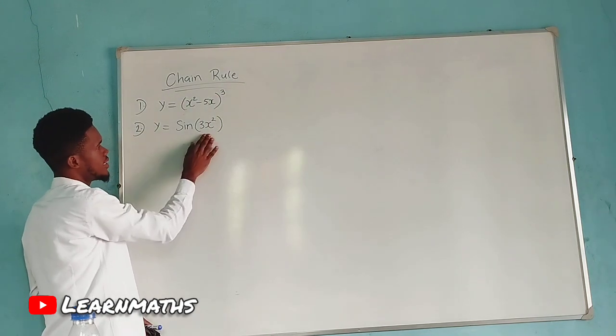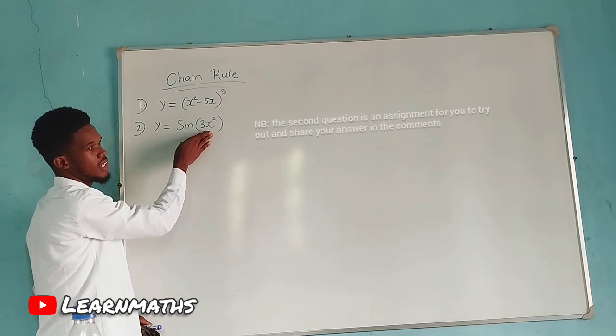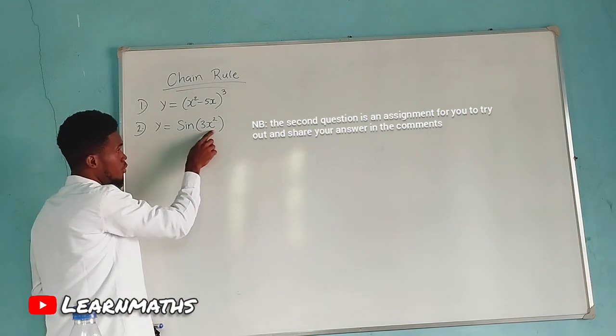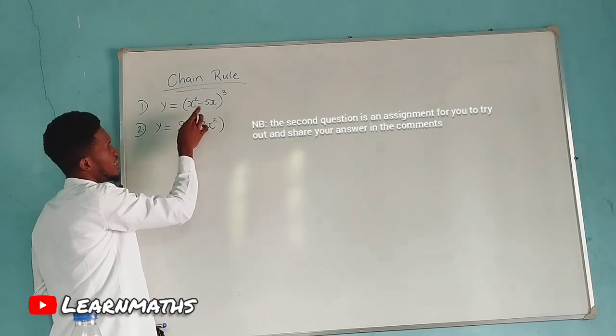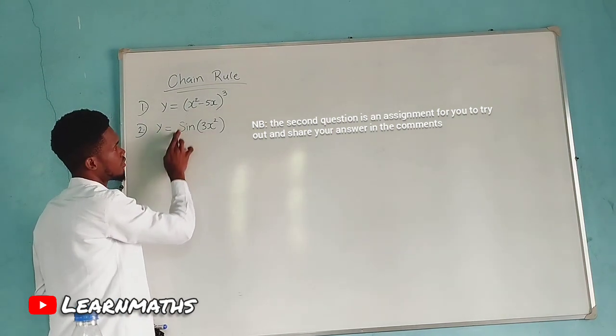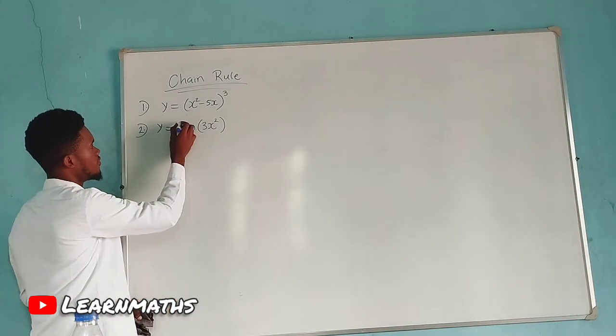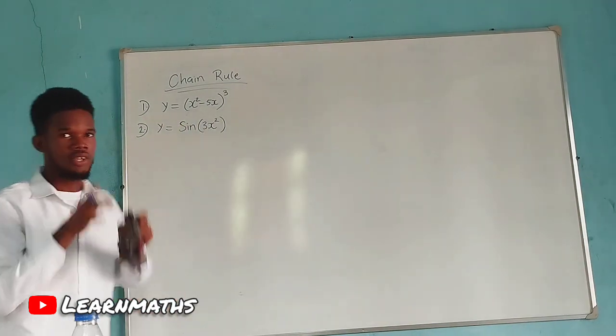How about the second one, y equal to sine of 3x squared. Now this is a polynomial function inside a trigonometric function. Get the point? So let's start with the first one. Let's differentiate the first one using chain rule.